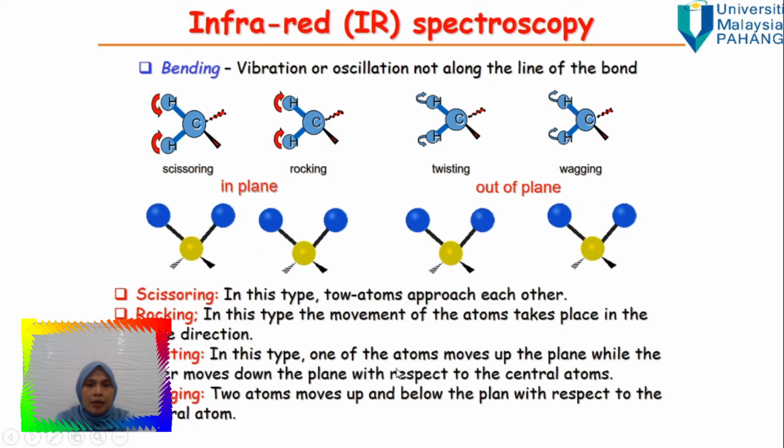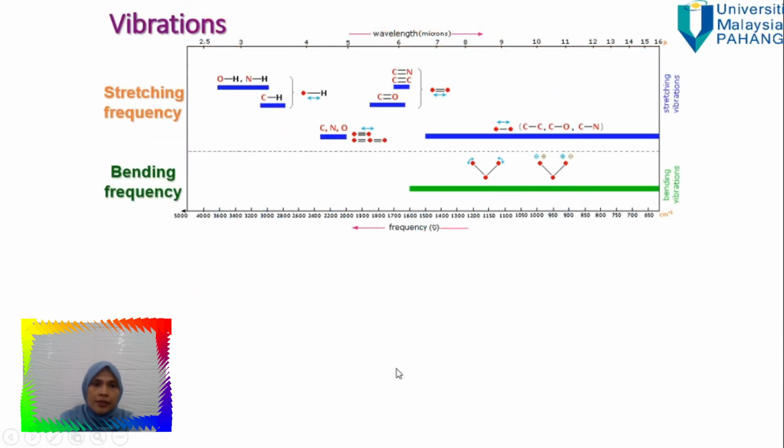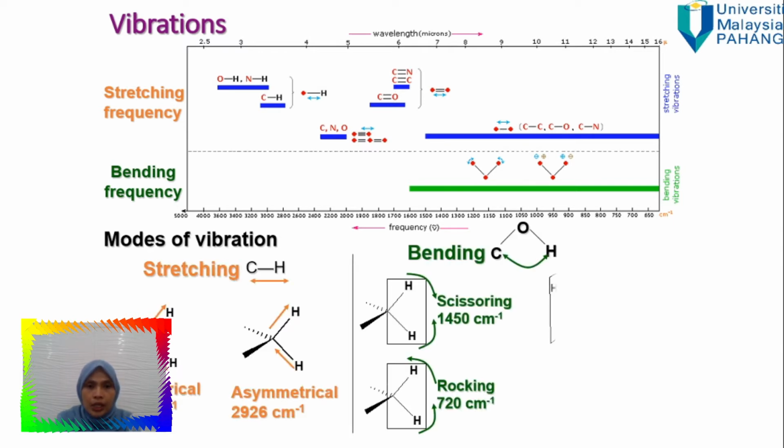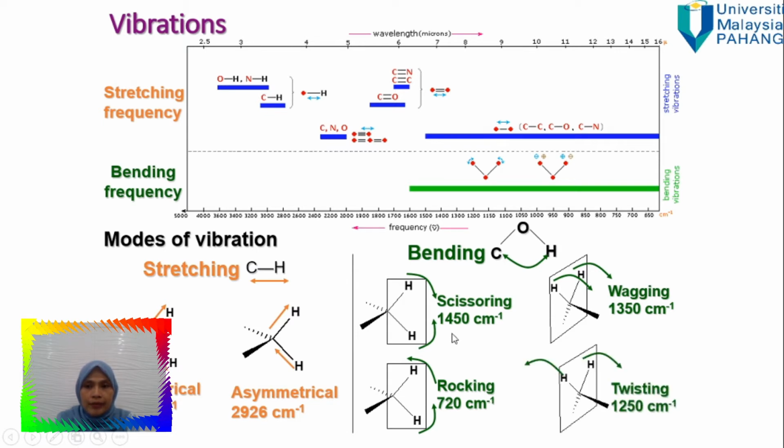Because of these different types of vibrational and stretching modes, each mode has a different frequency. Symmetrical stretching is 2853 and unsymmetrical is 2926, which is a higher frequency compared to the symmetrical. Scissoring is 1450, wagging is 1350, rocking is 720, and twisting is 1250.